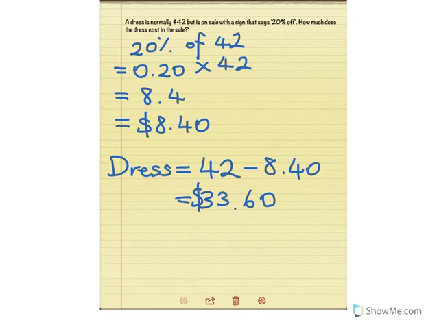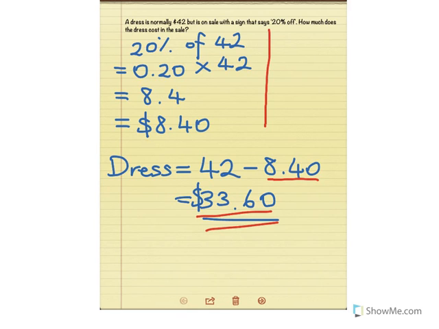So as a check, we think $42 and it's on sale. Is my answer less than $42? Yes, it is. So we work out 20% of the price, and then we subtract that from the original amount to get our final answer.